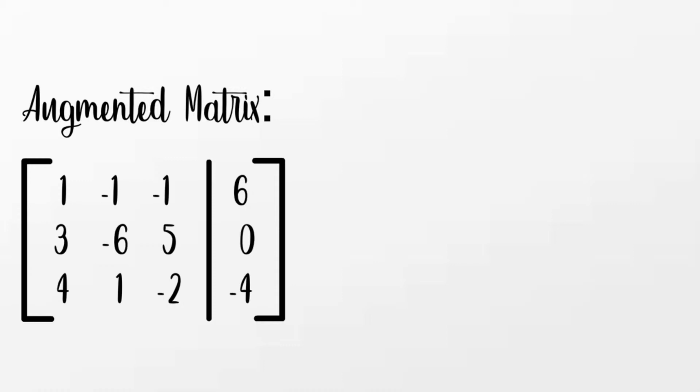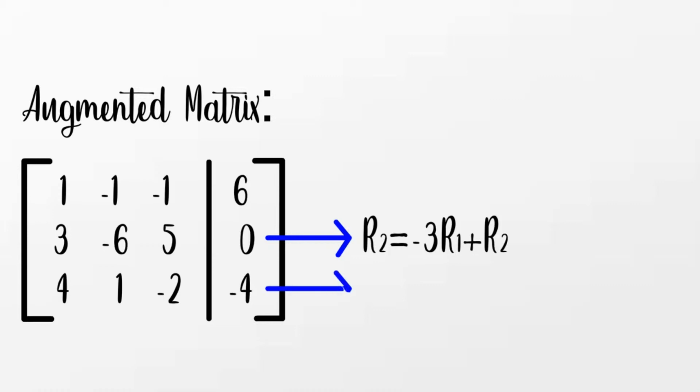If you notice, the first non-zero entry of R1 is already 1, so we will just turn the first entry of R2 and R3 to 0. For R2, multiply R1 by -3, then add to R2, and for R3, multiply R1 by -4, then add to R3.